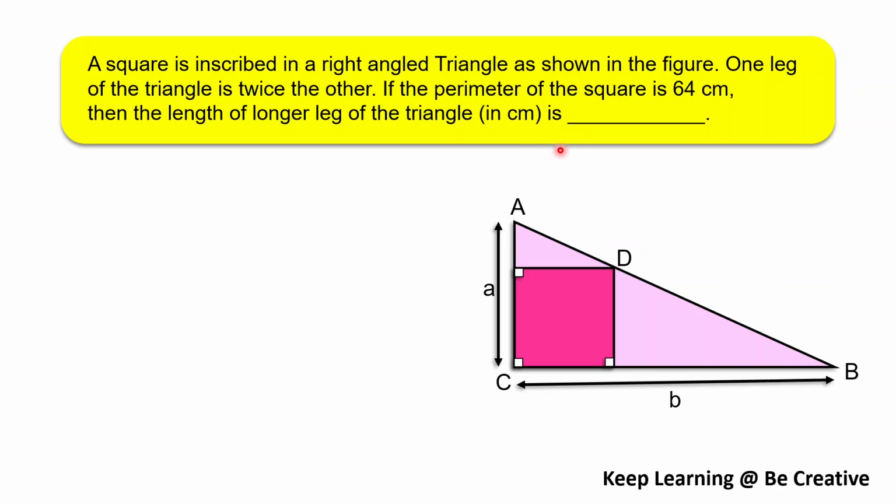So here we have been given that the longer leg of the triangle is twice the smaller one. So here we can assume that the longer leg be B unit and the smaller leg be A unit. So we can consider B is equals to twice of A, that is the twice of smaller leg.